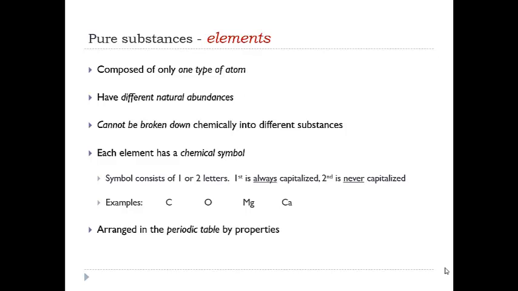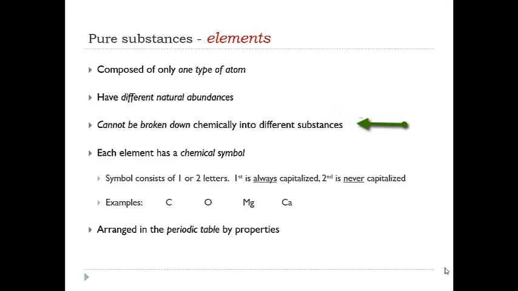So let's talk about elements. Elements, as I said, are composed of only one type of atom. Different elements have different natural abundances. For instance, oxygen makes up about 50% of the Earth's crust, whereas francium, which is another element, is radioactive, and at any one time there are maybe 6 grams on the entire Earth.